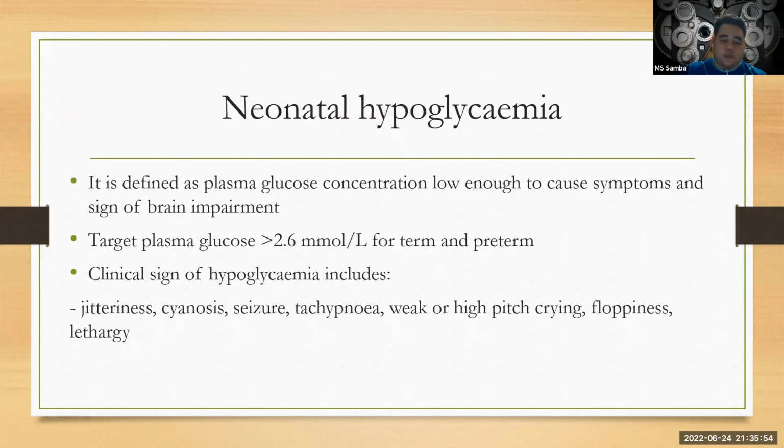The normal plasma glucose level is at least more than 2.6 for both term and preterm. Among the signs of hypoglycemia, as we can see, include cyanosis, seizure, tachypnea, and other features in the abdomen.